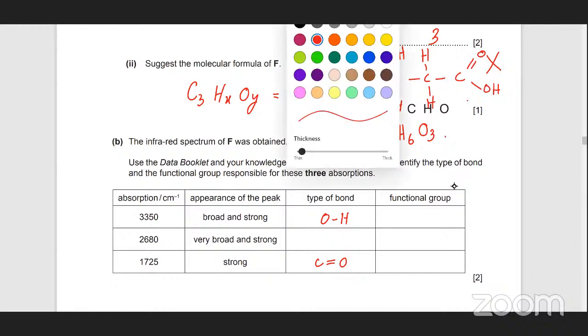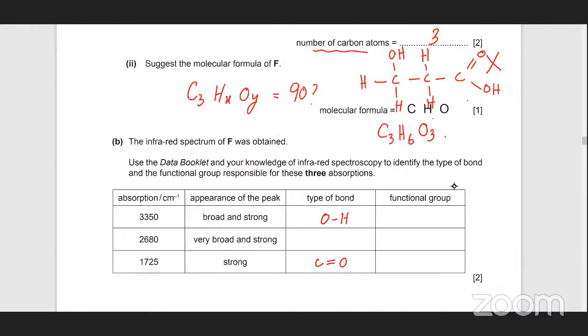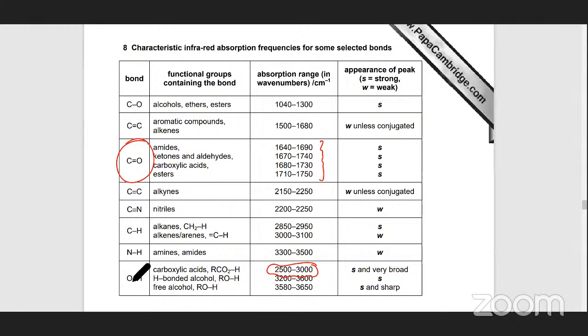I think we pretty much came very close in drawing the correct structure. There's an OH group in the carboxylic acid, and there's an OH group that is not part of the carboxylic acid. If it's a very broad and strong absorption, that's an OH group that belongs to the carboxylic acid functional group, because the data booklet says that if you get a very strong and very broad absorption in the 2500 to 3000 range, that's the OH that belongs to the carboxylic acid.